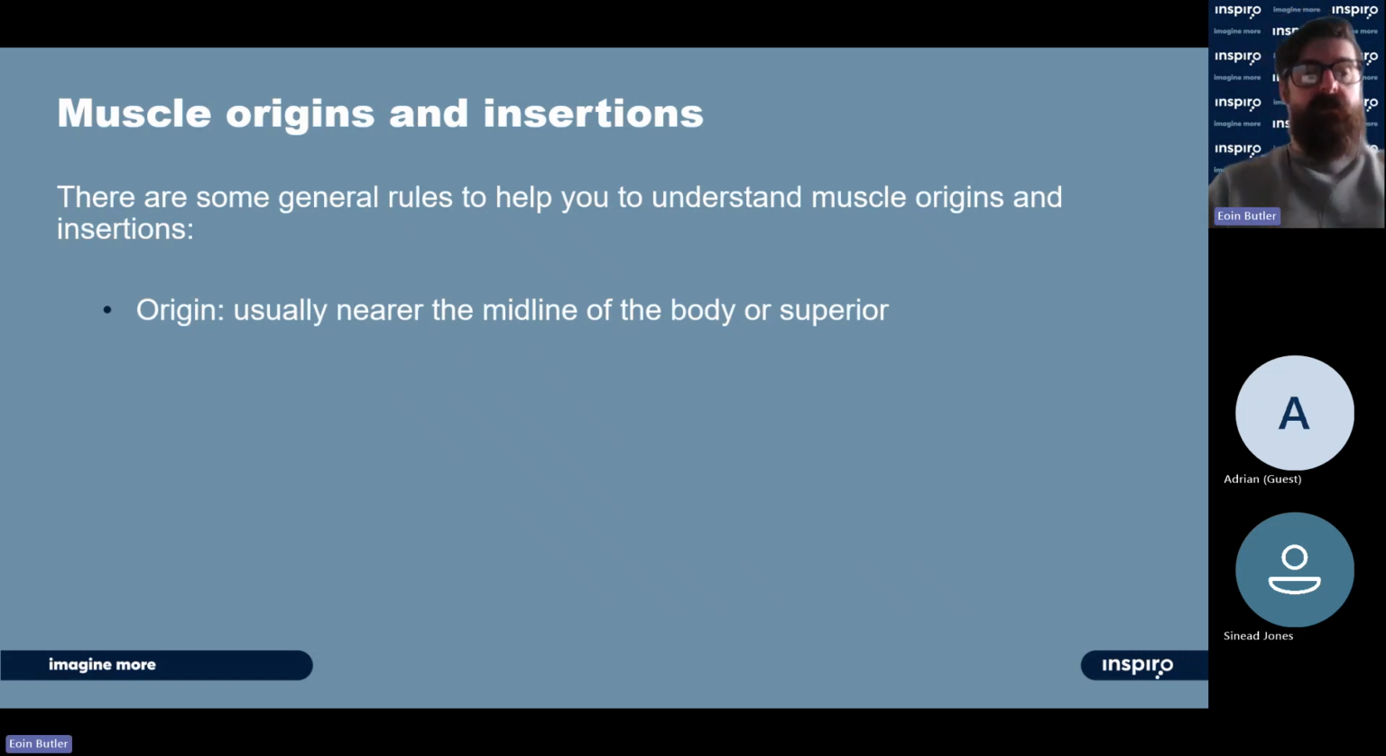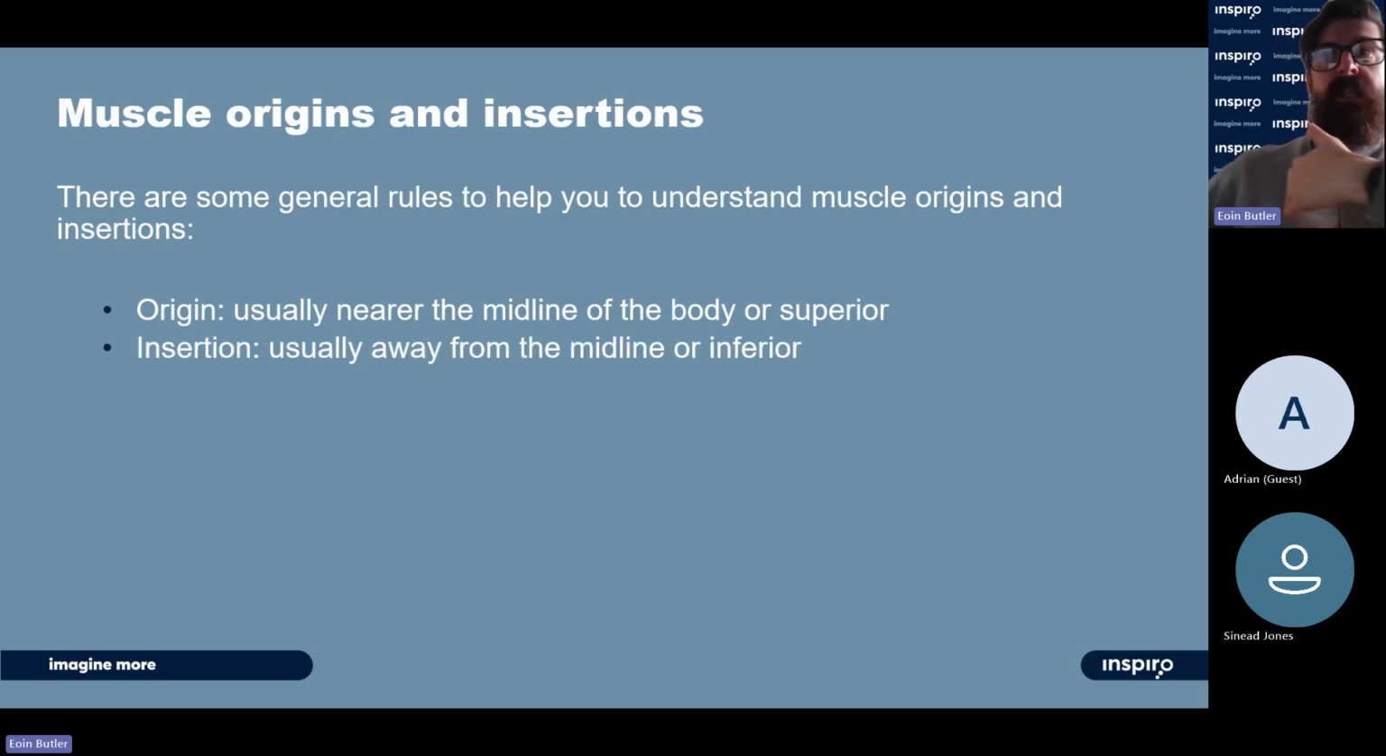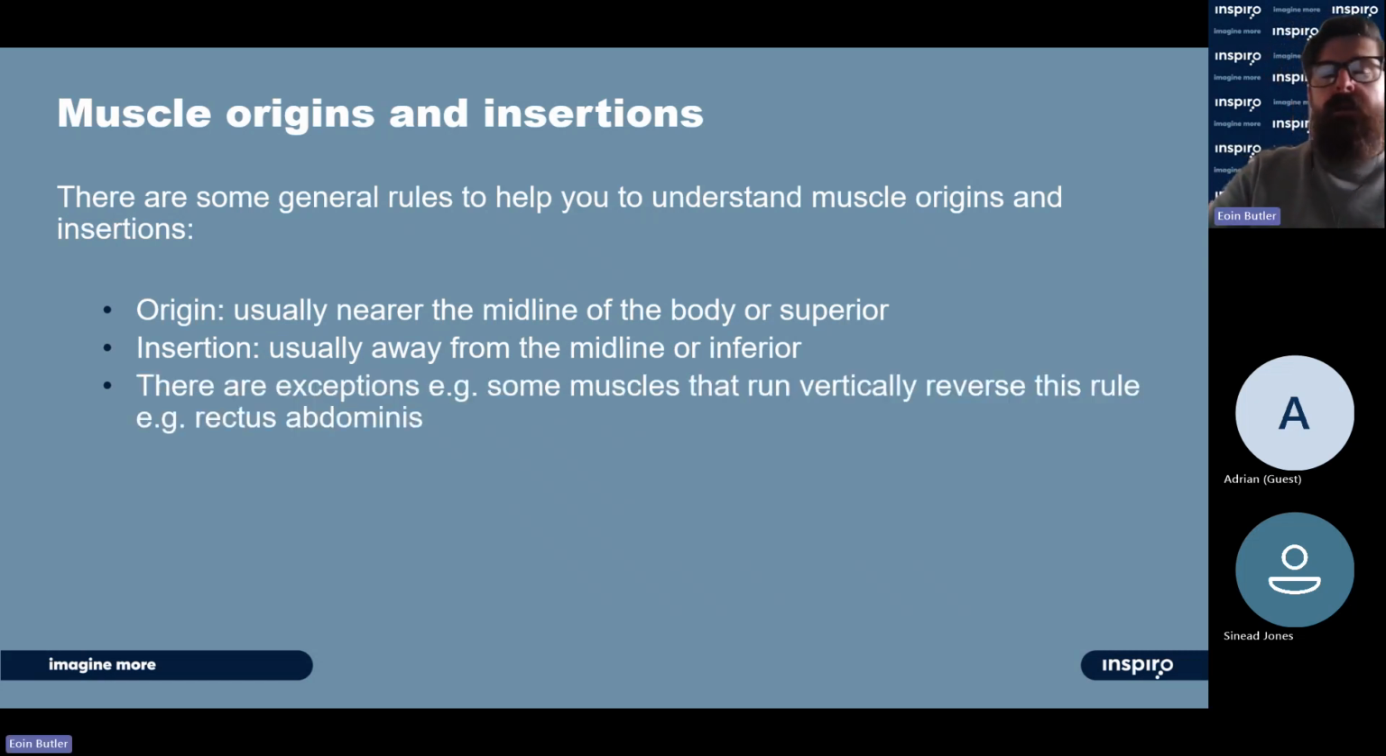If we think about the pectoralis major muscle, it starts near the midline of the body at the origin and then moves out to the insertion, away from the midline. Or if we look at the bicep, our origin starts superior and our insertion starts inferior. Okay, so just know those rules. The origin is where the muscle starts, and then it crosses the joint to the insertion, usually away from the midline or inferior. There are some exceptions.